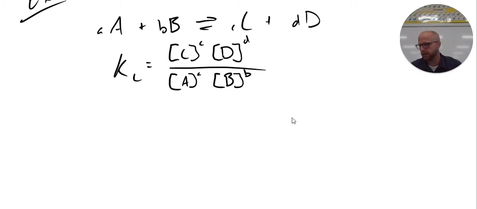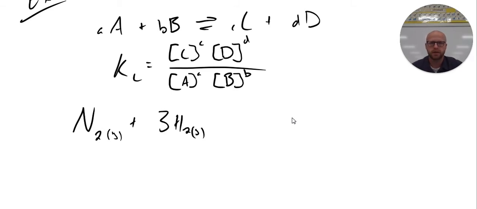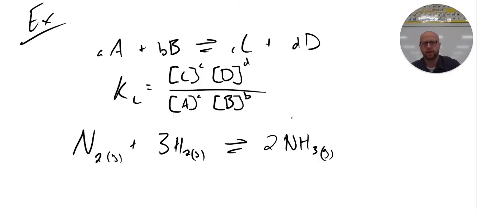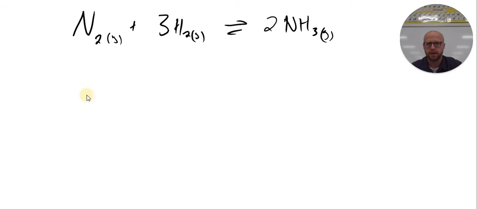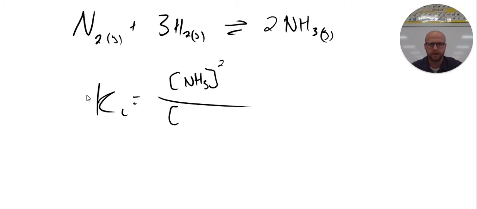So an example with an equation, a really well-known equation, the Haber process. So we have N2 gas plus 3 moles of H2 gas goes to 2 moles of NH3 gas. And if I wanted to write this K for this, just the equilibrium expression, Kc is equal to the concentration of NH3 squared, coefficient, divided by the concentration of N2 times the concentration of H2 cubed.